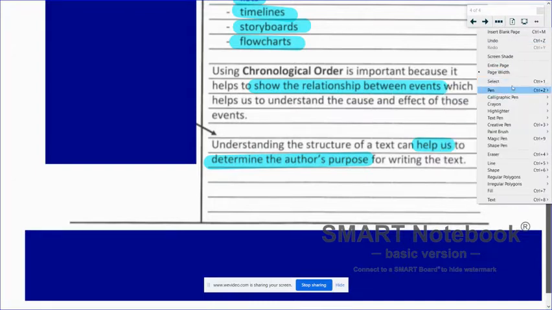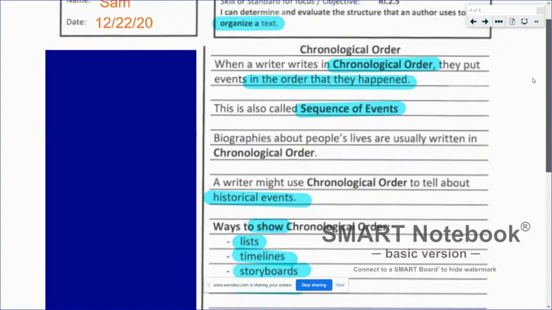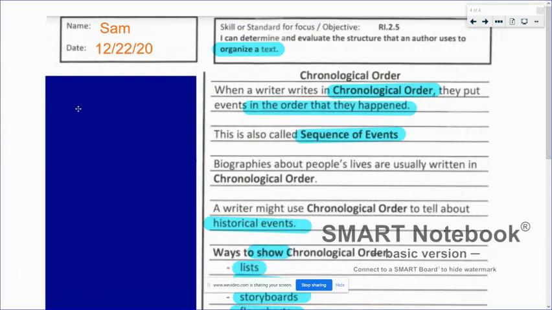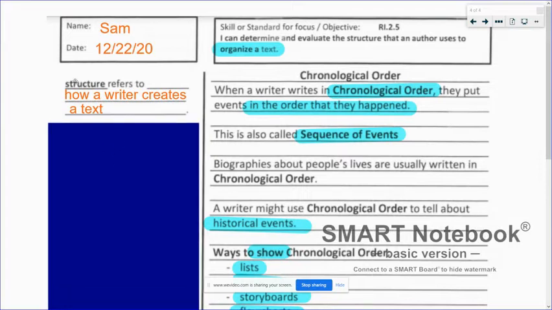All right, so we are going to move over to the side. You are going to need to make sure you have a pencil now, and we'll fill in our side notes for chronological order. And the first notes to fill in is referring back to structure again, that the structure refers to how a writer creates a text. How do they organize it? How do they put it together? You're writing this on your paper. If I'm going too fast, you'll pause and then start again.